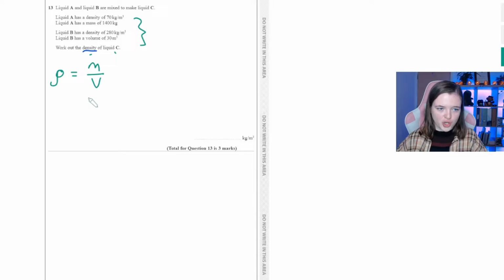Okie dokie then. So how are we going to do that? So mass of C, so A and B have been mixed, right? So we work out the mass of A, which we have, we work out the mass of B, add them together, that's going to give us the mass of C. So that mass is going to be 1400 plus whatever the mass of B is. So let's find that. So for B, the density, which is 280, is equal to mass, which we're trying to find, divided by 30, which is the volume. It's mass over volume.